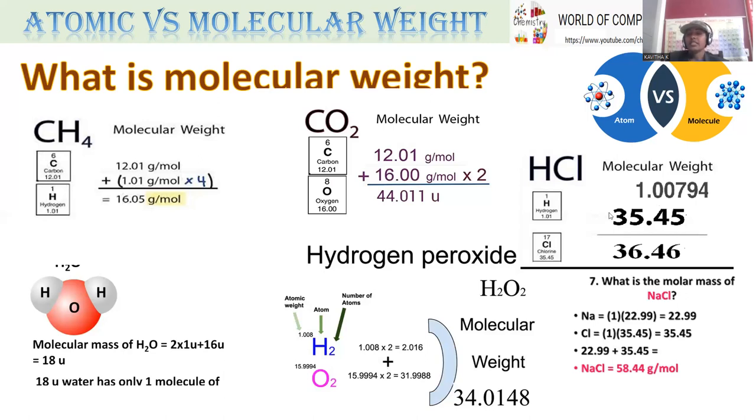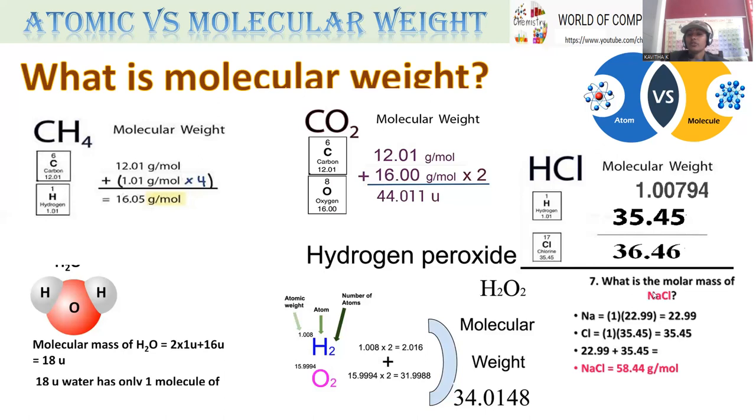And another is about HCl. How can we calculate molecular weight for HCl? HCl, hydrogen composed of 1.0079 atomic mass. Chlorine, 35.45. When you take the sum of these two, 36.5 will be the molecular weight of hydrochloric acid.